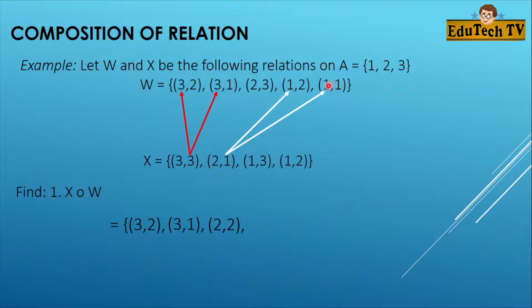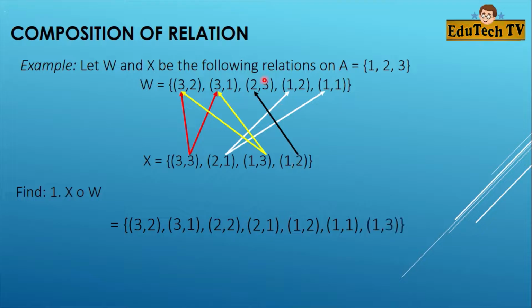Next, we have also here. Okay, so we have (2, 1). Next, proceed with this ordered pair. So we have 3 here. So get (1, 2). Next, we have also here. So get (1, 1). And lastly, with this ordered pair, we have (1, 2), and also (2, 3). Okay, so that's why we have (1, 3). Okay, so that's a composition of relation.